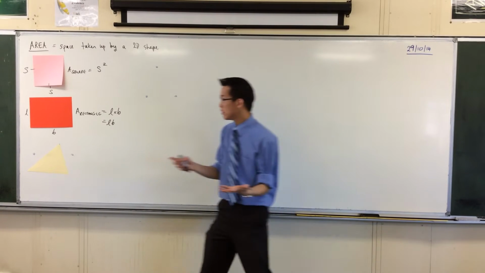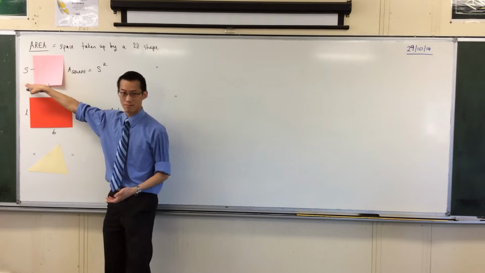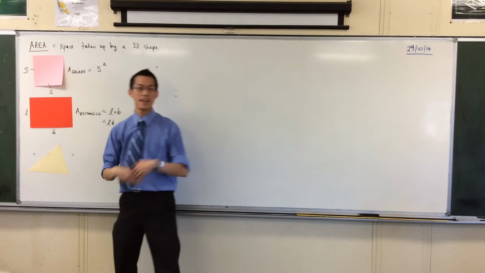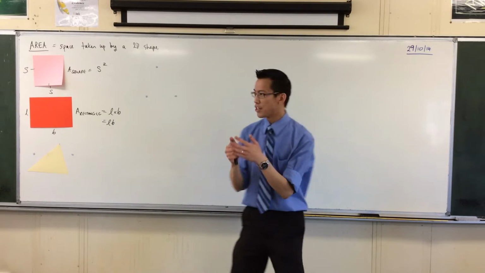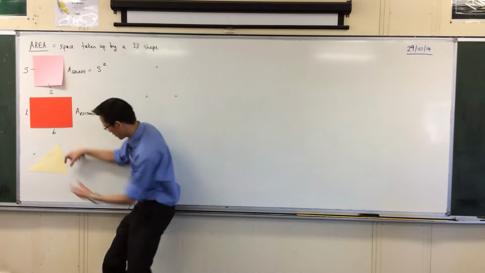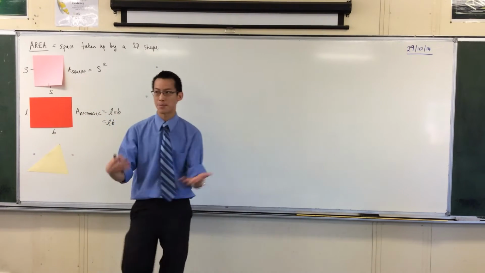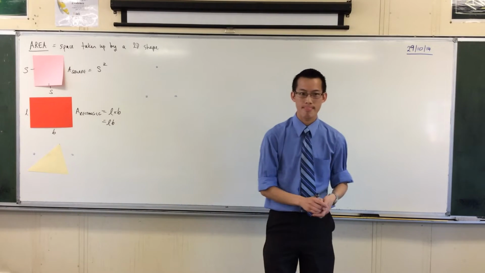We said, well, you divide it up into a whole bunch of squares, and then you have this many this way, and then you multiply. But you can't divide up triangles. You can't fit squares into it. You always have gaps. And you can't fit rectangles into it. You always have gaps. So what do we do? You halve the base and times the height.